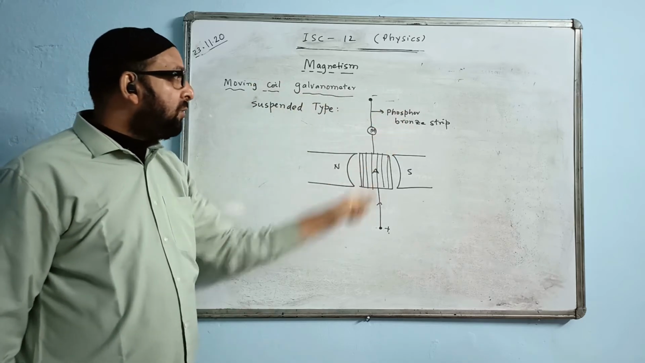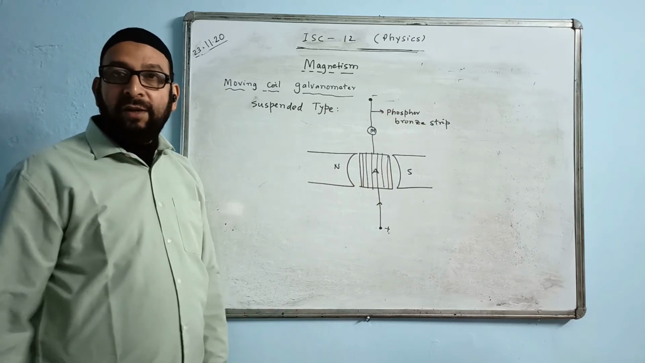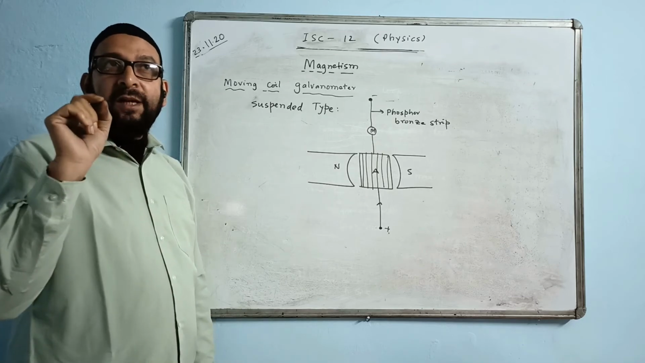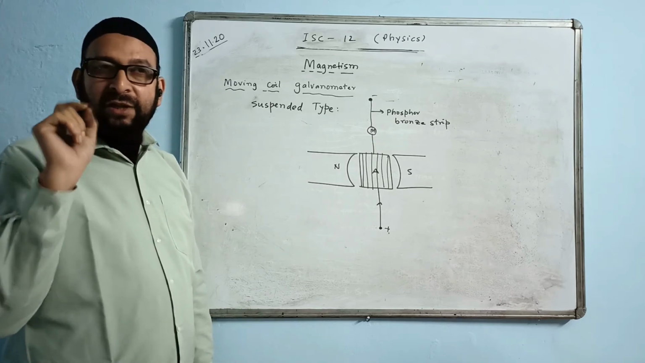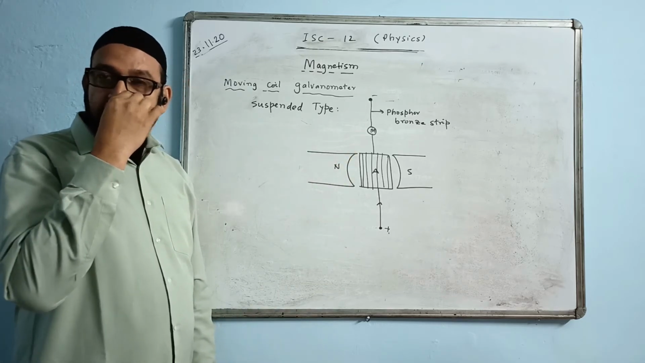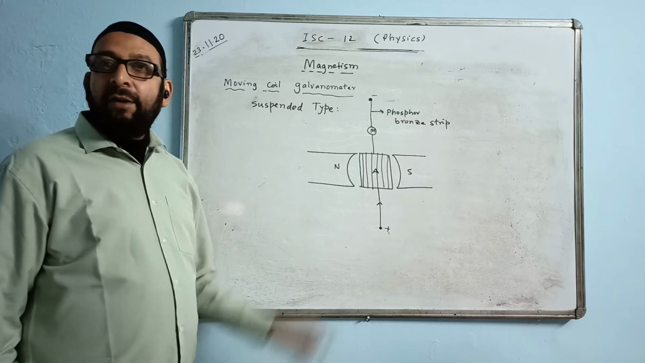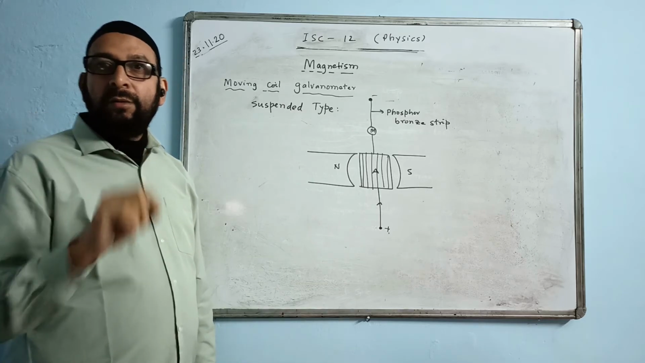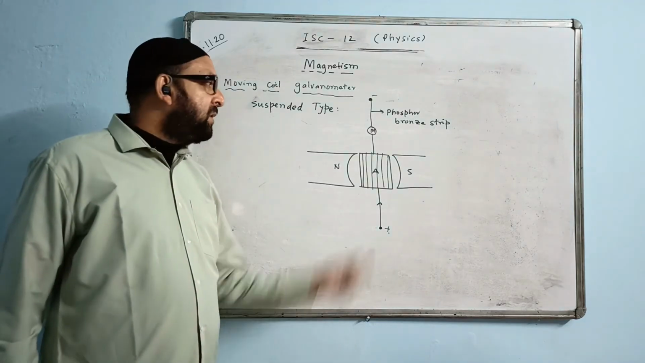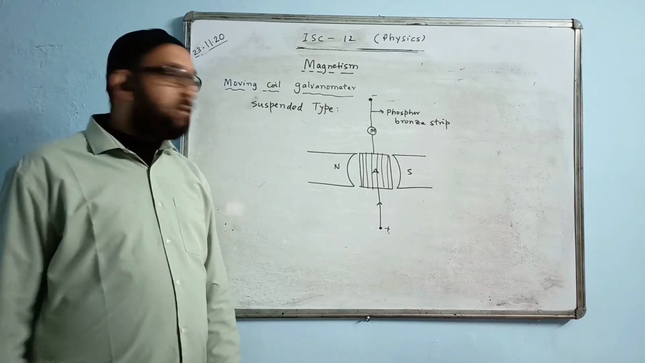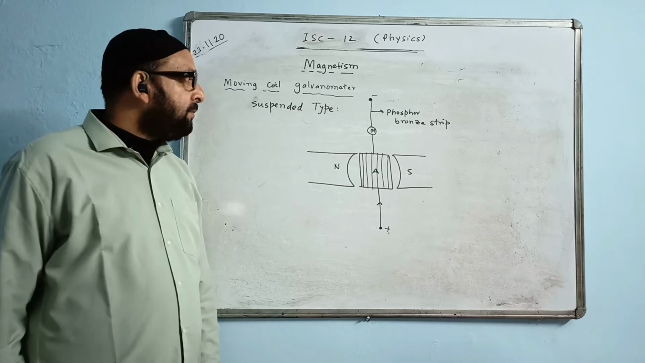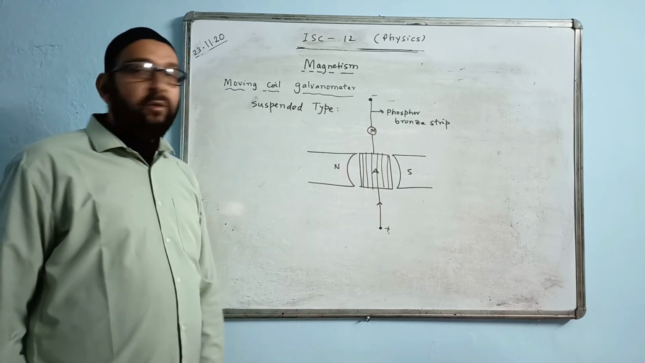Why phosphor bronze strip? Because phosphor bronze strip is a good conductor of electricity. And we use this because it is a very smooth kind of strip, almost frictionless. So this will be highly sensitive. Even very, very low current can be detected, and even very, very low temperature can be recorded by this kind of galvanometer. For that reason we use phosphor bronze strip.